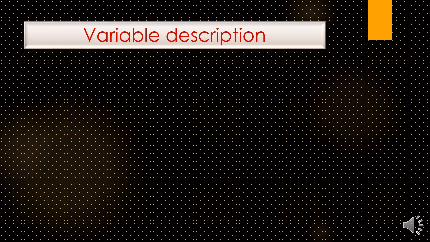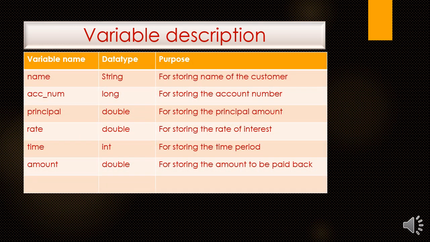Before we end, we see the variables used in this program. Variable name of string type for storing the name of the customer, accno of long type for storing the account number, principal of double type for storing the principal amount, rate of double type for storing the rate of interest, time of int type for storing the time period, and the amount of double type for storing the amount to be paid back. So these are the variables used in this program.